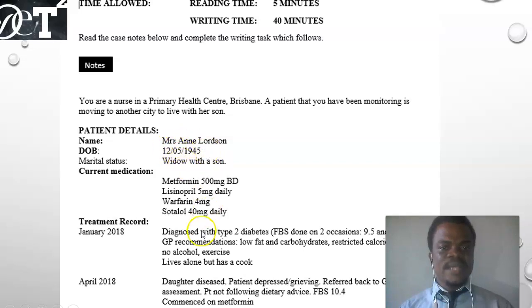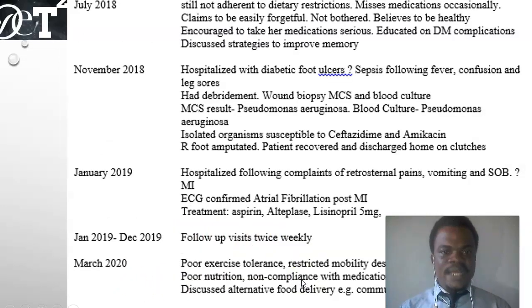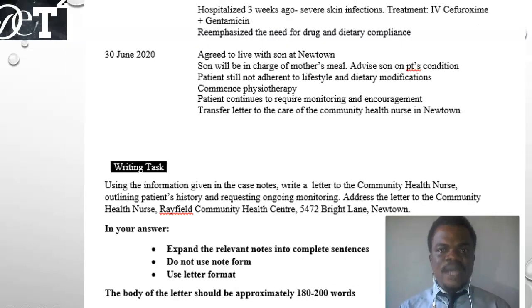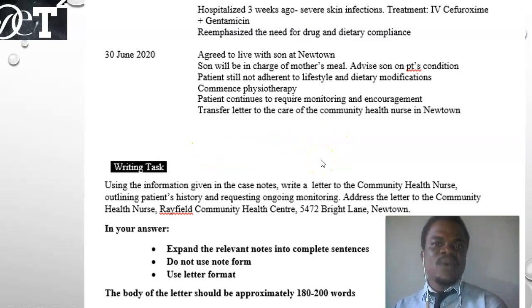So we'll add this. From what you can see from the treatment record, this patient is diabetic. So let's see what we are managing this patient for. Okay, diabetes. So that means you're actually managing this patient for diabetes. So what you're now going to do is to select information that will help this nurse that we are transferring this patient to monitor.